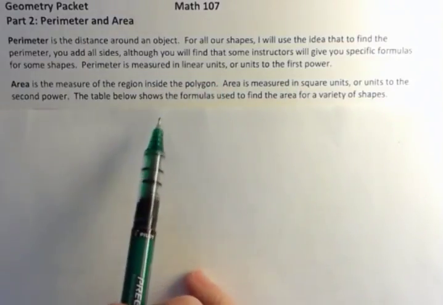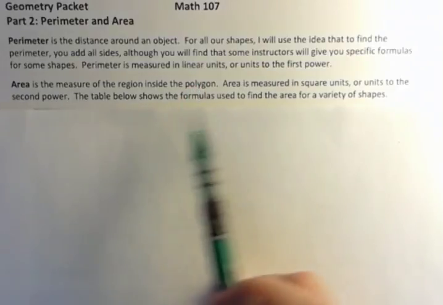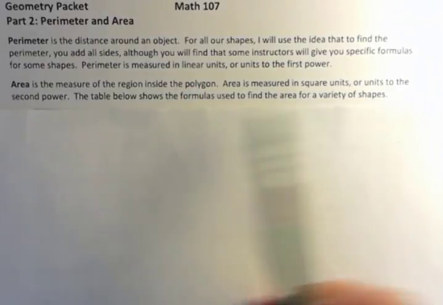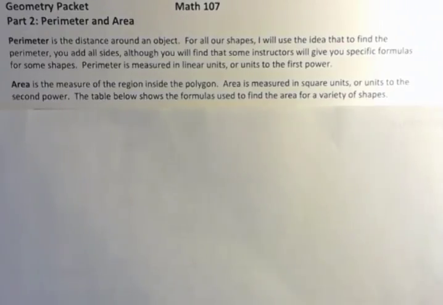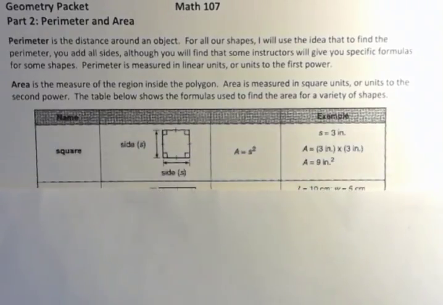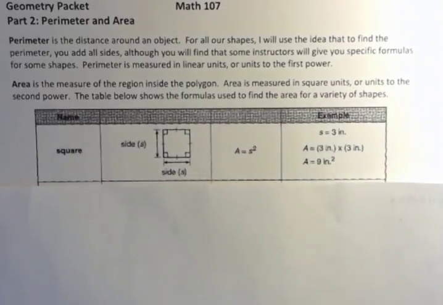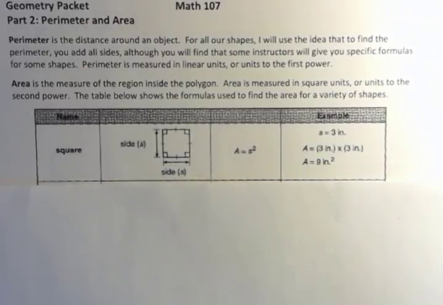Area is the measure of the region inside the polygon. Area is measured in square units or units to the second power. The table below shows the formulas used to find the area for a variety of shapes. Also in this table, as you have it in front of you, if you printed out the notes, there's an example.